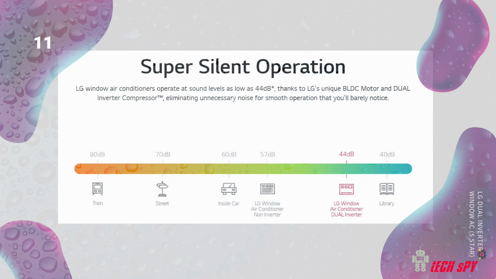As we know, conventional non-inverter ACs have a noise level, which we call decibels, of around 57 or above. But this model of window AC, which LG provides, has a noise level of only 44 dB. This is very minimal in comparison to other window ACs available in the market.